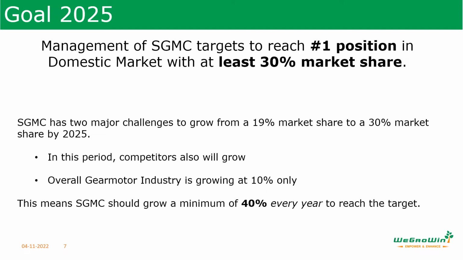They should reach at least 30% market share to achieve this. Today they are with less than 25%. They have to reach 30%. It's very difficult, which means they have challenges like growing from 19% to 30%. In this period, the competitors also will grow, right? They will not keep quiet. But overall gear motor is growing at 10%. This means SGMC should grow at least 40% every year, which means a huge growth they have to achieve.